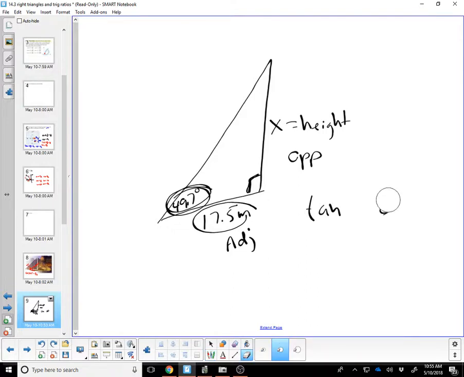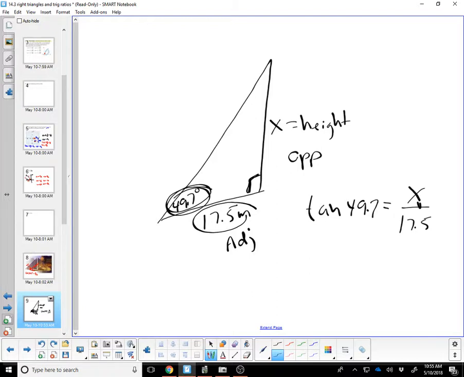Now let me show you my setup. The tangent of 49.7 is just some ratio. It's the ratio of opposite over adjacent. So I just plugged them in. What is the opposite side here? Oh, I don't know it. We're calling it x. So this opposite becomes x, and this adjacent becomes 17.5. And then at this point it's just algebra.